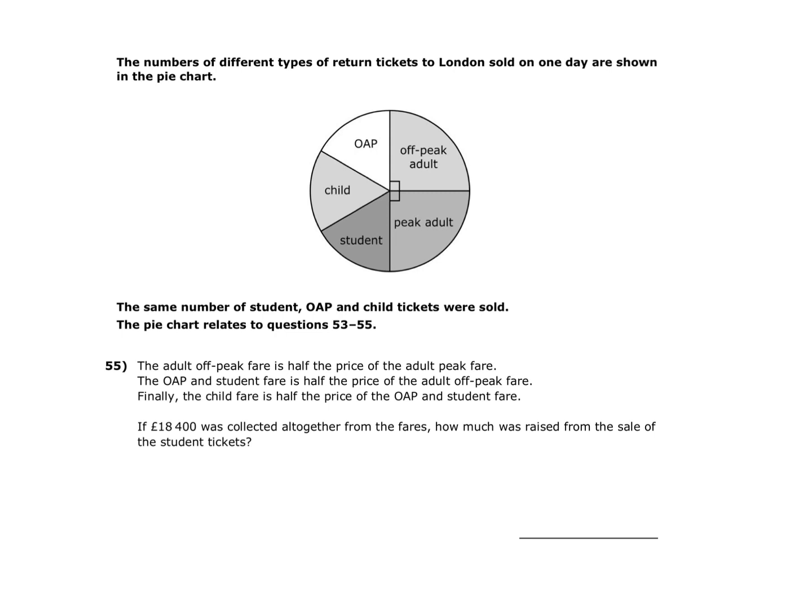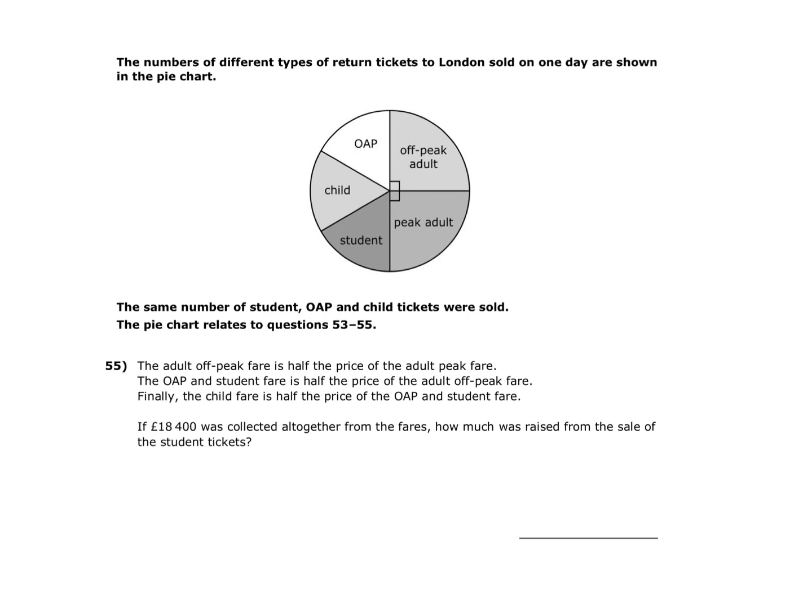55. The adult off-peak fare is half the price of the adult peak fare. The OAP and student fare is half the price of the adult off-peak fare. Finally, the child fare is half the price of the OAP and student fare. If £18,400 was collected altogether from the fares, how much was raised from the sale of the student tickets?